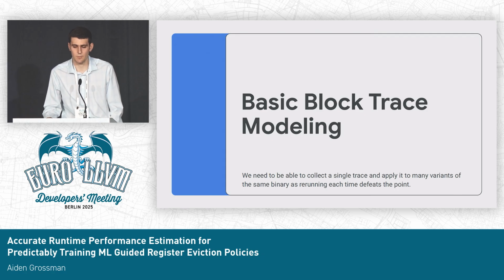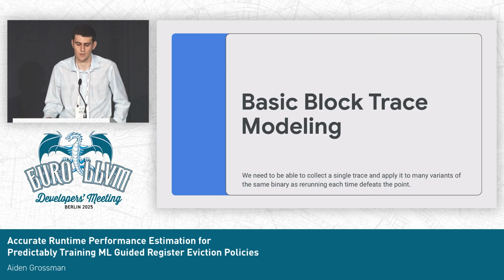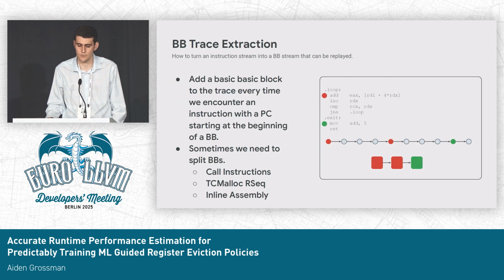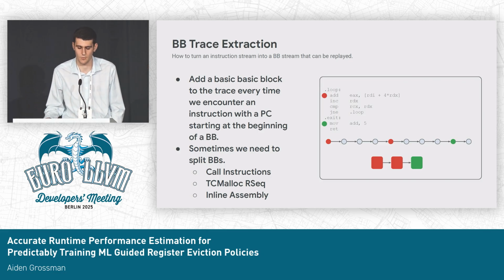So we're doing basic block trace modeling. So essentially, we need to be able to reconstitute the trace against a binary with a different register allocation so that we don't actually need to run anything again. So the way we do that, this is a decent example. Essentially we're taking an instruction stream, we're turning it into a sequence of basic blocks, and then we can replay those basic blocks against a new binary that has different instructions within those basic blocks, with a couple of assumptions that we're making.